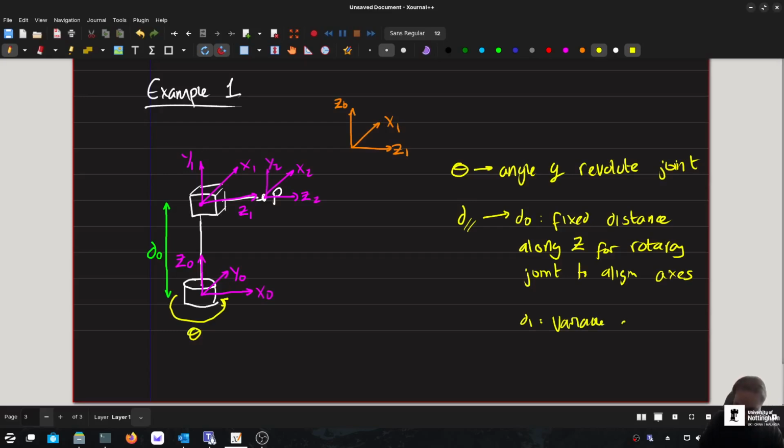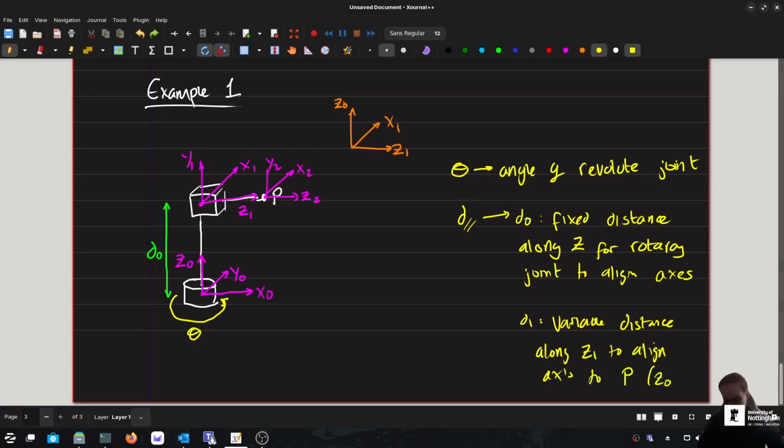So for D1, it's the variable distance along Z1 to align the axis to Z2. So how long do we have to go along this z-axis to align with Z2? So that'll be our D1 over here. Pretty straightforward.